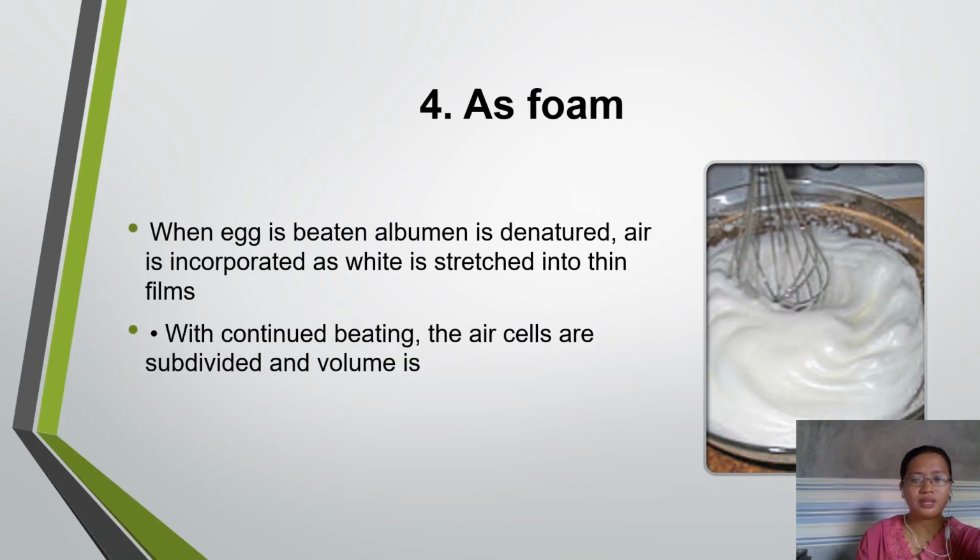Okay? Next, as a foam. When egg is beaten, albumin is denatured. Air is incorporated as white is stretched into thin films. With continued beating, the air cells are subdivided and volume is being developed. Ayan, so nakikita nyo dyan sa picture ko, it's a meringue. So when you say as a foam, one of the best examples of this one is making cakes.